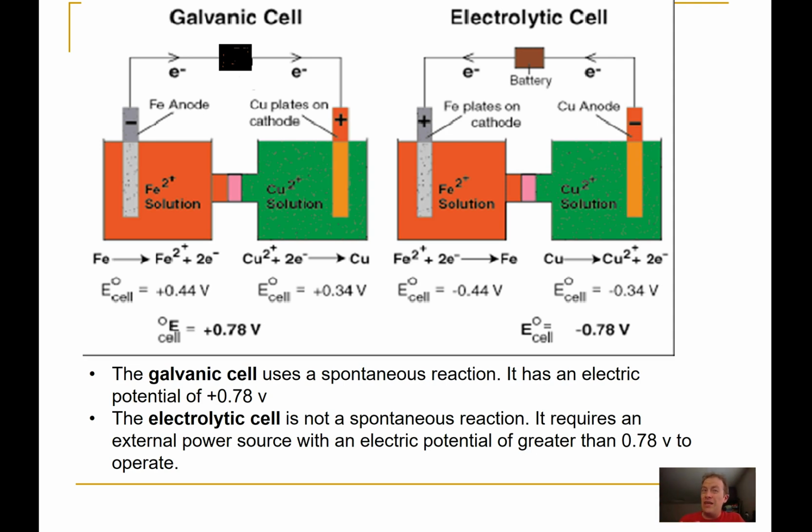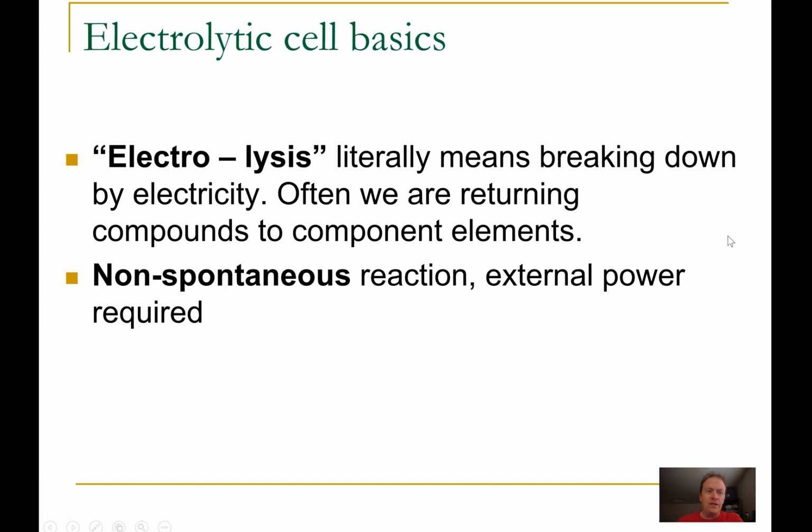You can actually think of a battery as kind of an electron pump. It makes electrons go in places they, quote unquote, don't want to go. So that's one quick overview comparison of galvanic and electrolytic cells.